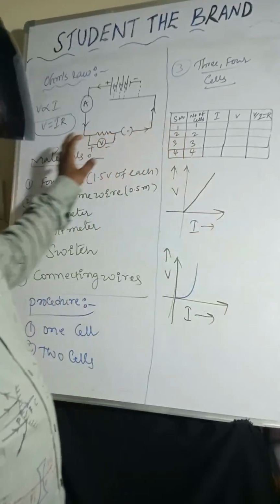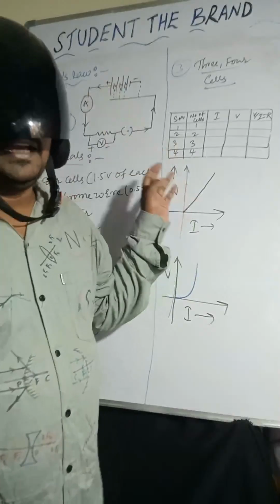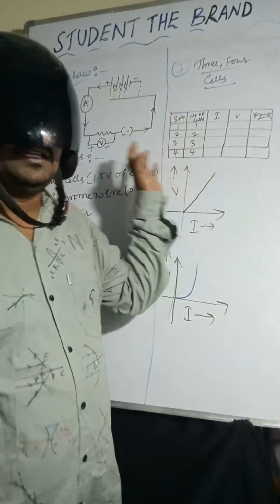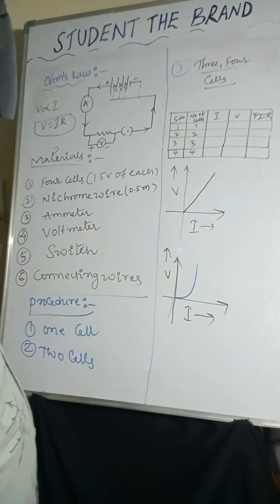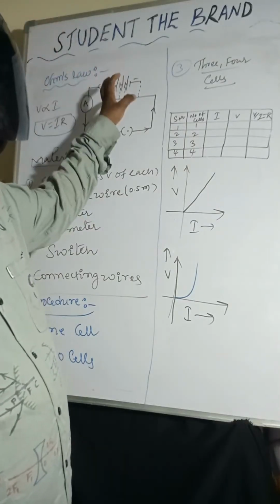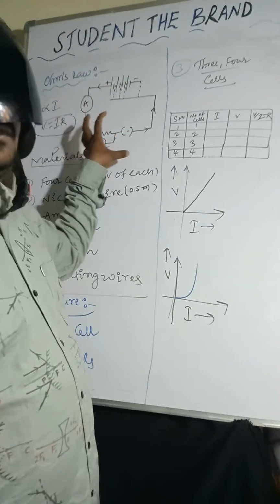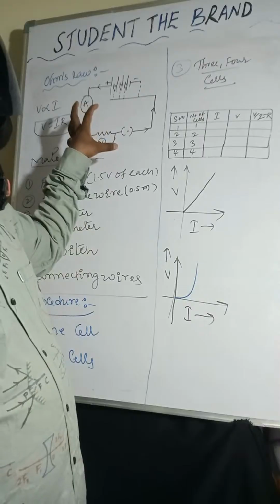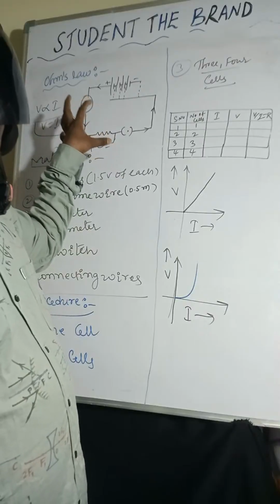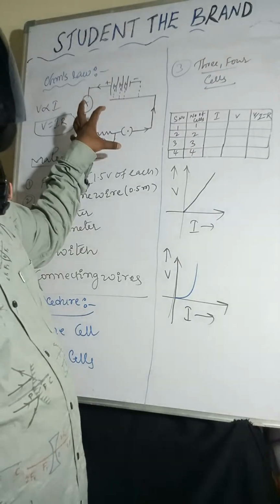Definitely one question will come related to Ohm's law. The statement is: at a constant temperature, the potential difference across the ends of the given metallic conductor is directly proportional to the current flowing through it.